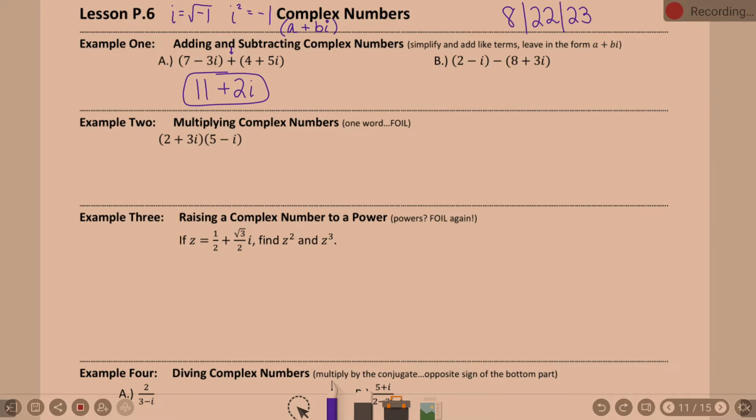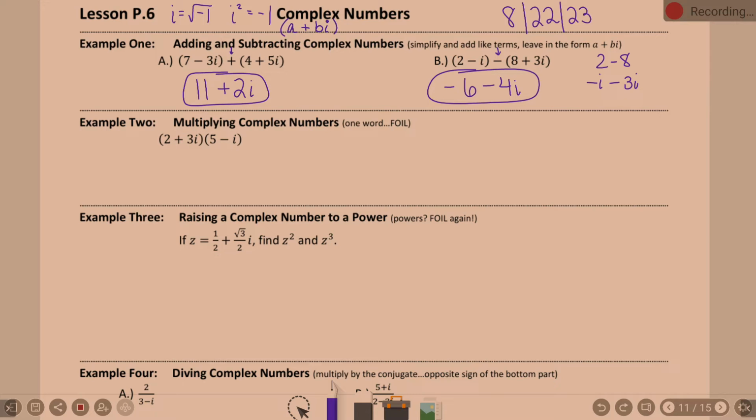What about B? 2 minus 8 is -6. And minus i minus 3i, that's like -1 minus 3, which is -4, so minus 4i. The answer is -6 minus 4i. Okay, easy enough? Well, we added, subtracted, let's multiply.